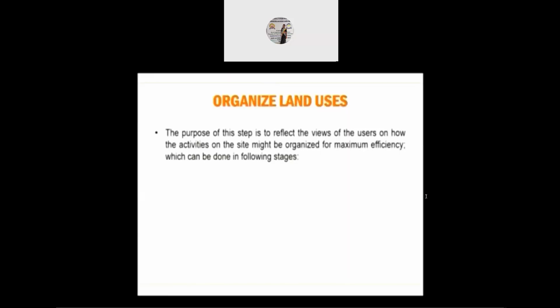Organizing land use. The purpose of this step is to reflect the view of the user on how the activities on the site might be organized for maximum efficiency, which can be done in the following stages: zoning land use, grouping sales outlets, temporary and small scale vendors. So you must make sure you zone even within your plot.